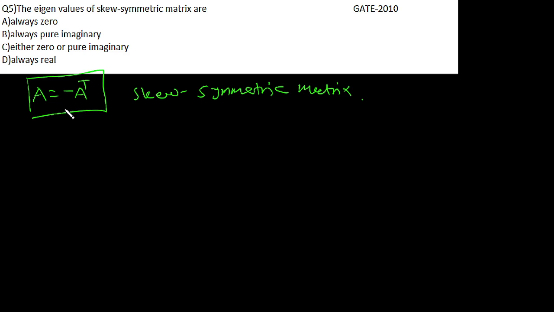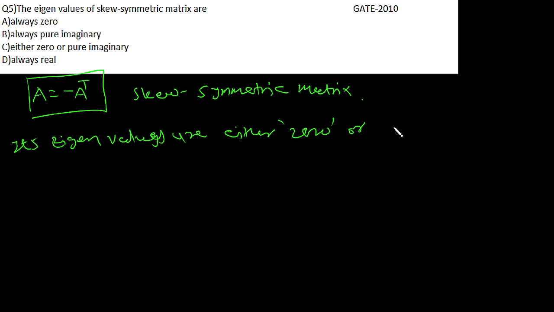Now it also has a property that its eigenvalues are either zero or purely imaginary. So from the options you can see option C is available. The eigenvalues are either zero or purely imaginary, so option C is right.